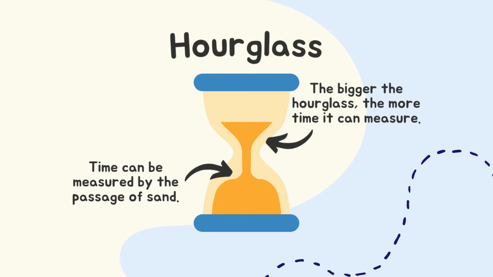As humans progressed, hourglasses became popular. An hourglass is a two-bulb-shaped object that is connected in the middle by a narrow path. The narrow path allows for the passage of the sand. Only one side is filled with sand. Time can be measured when all the sand completely travels from one bulb to the other. The bigger the hourglass, the more time it can measure.